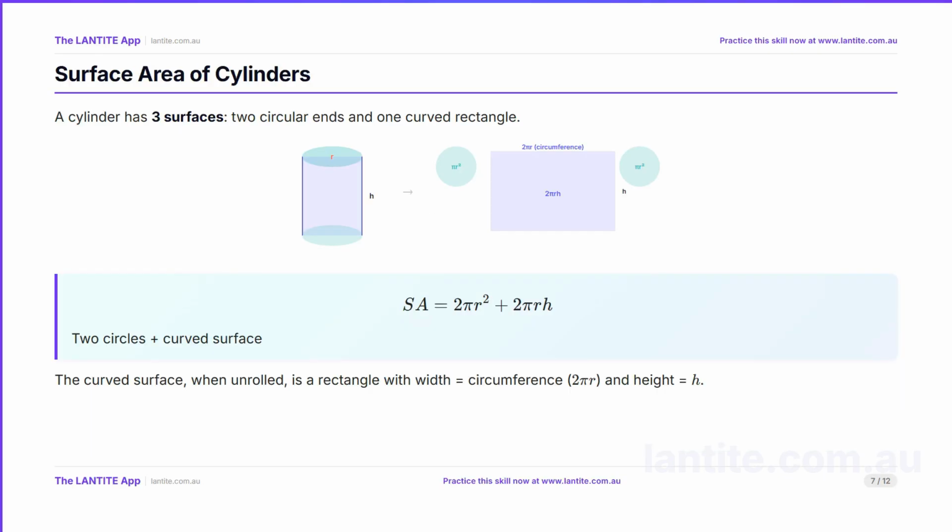A cylinder has 3 surfaces, 2 circular ends, and 1 curved surface. If you unroll the curved surface, it becomes a rectangle. The width of that rectangle is the circumference of the circle, which is 2 pi r, and the height is h. So the formula is SA equals 2 pi r squared for the 2 circles, plus 2 pi r h for the curved surface. Let me show you how this works with an example.